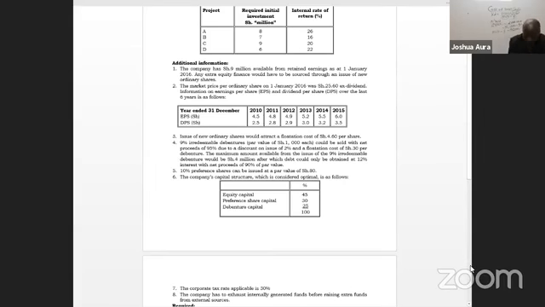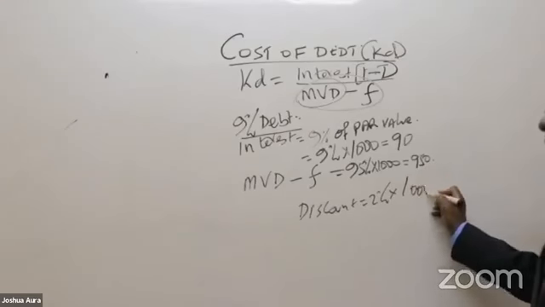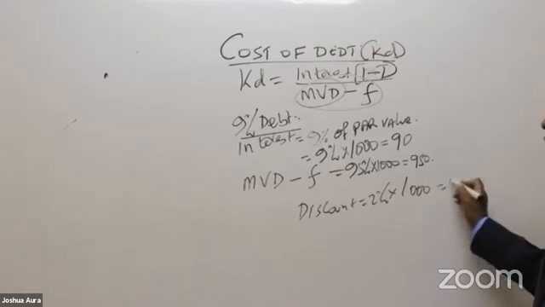9% irredeemable debentures whose par value is 1,000 could be sold with net proceeds of 95% due to a discount on issue of 2%. So we have a discount there. Discount is 2%. So 2% of what here? 2% of 1,000, which will give us 20.